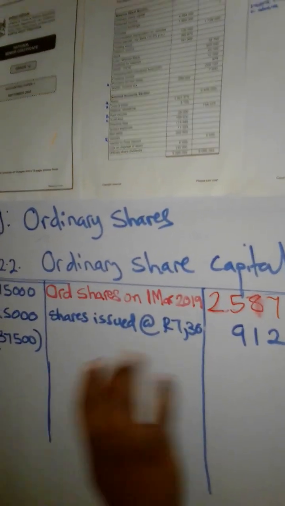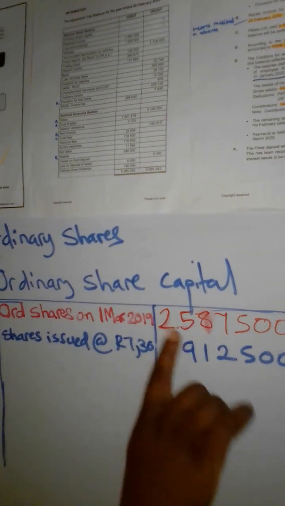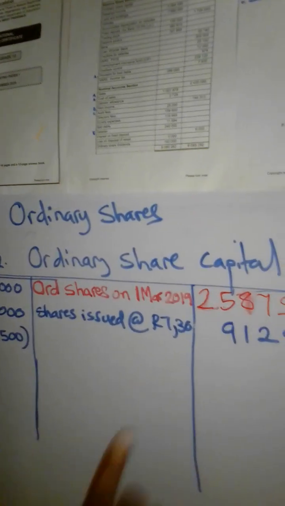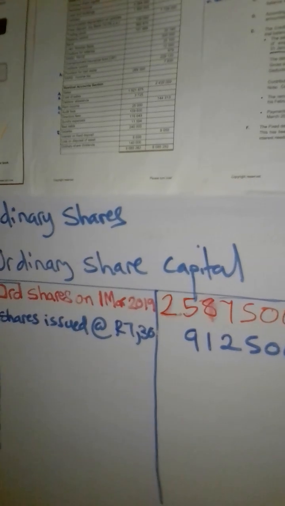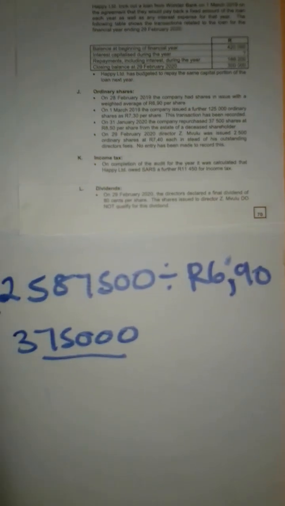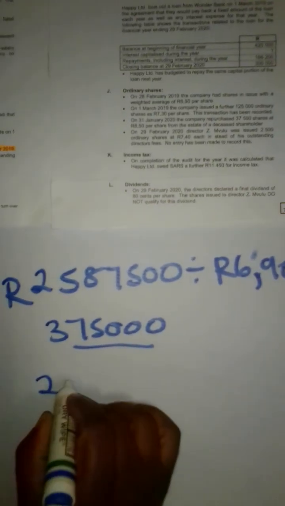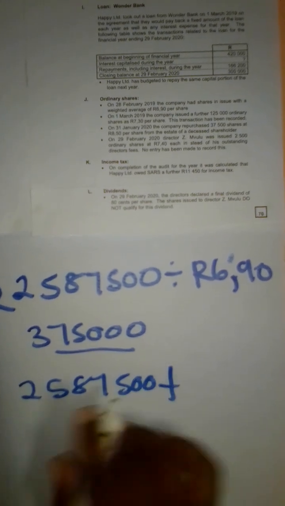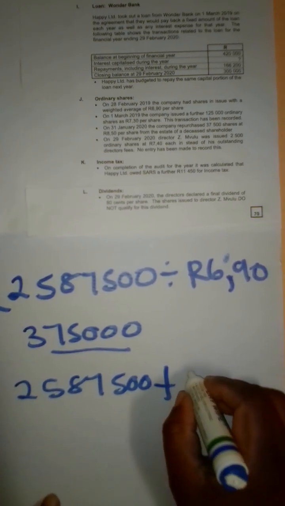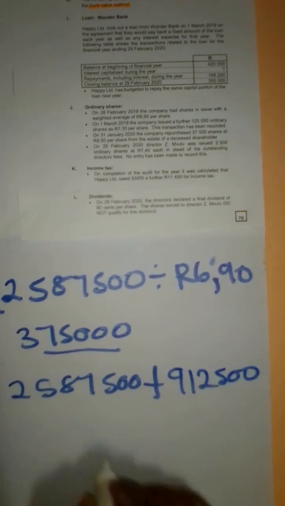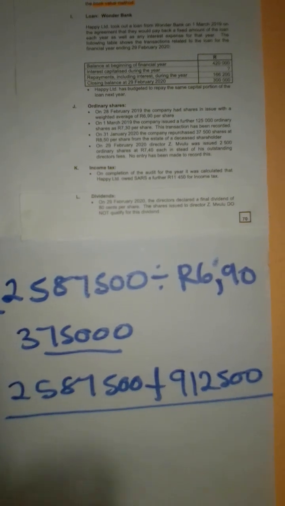How do we do that? We look at the amount of ordinary share capital at the beginning of the year, and we also consider the shares that were issued during the year. We add the two amounts and then divide by the number of shares. So in other words, 2,587,500, which is the balance at the beginning, plus the 912,500 issued during the year. We are going to divide by the number of shares.